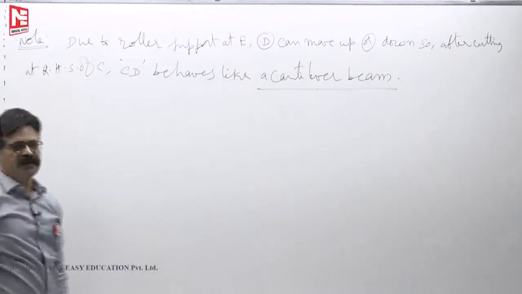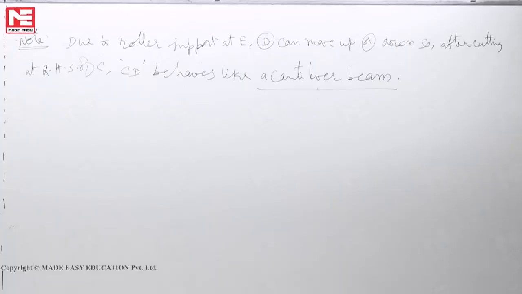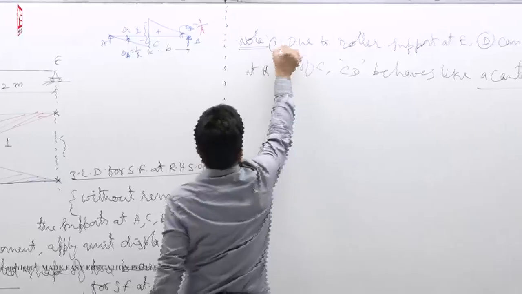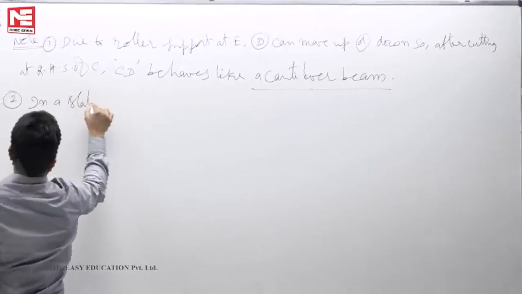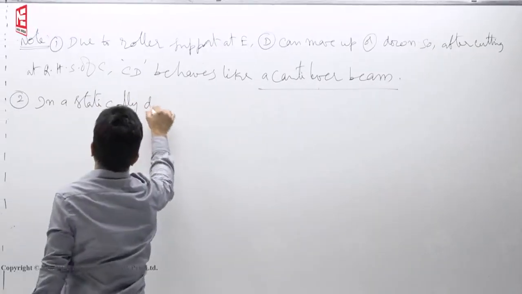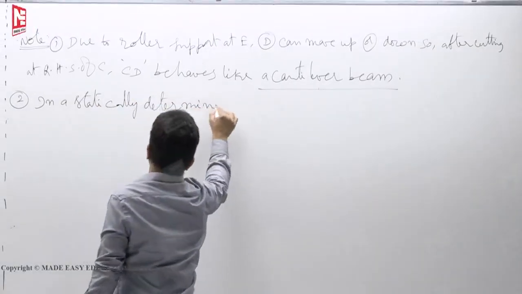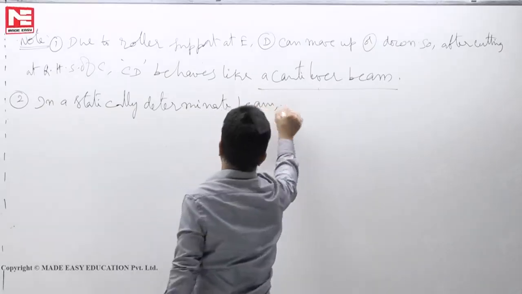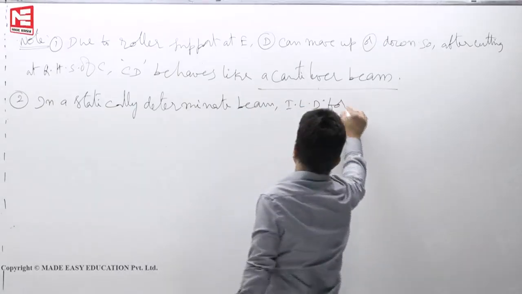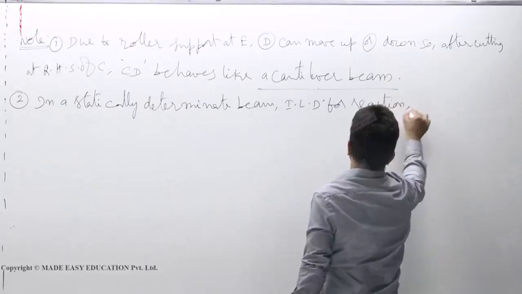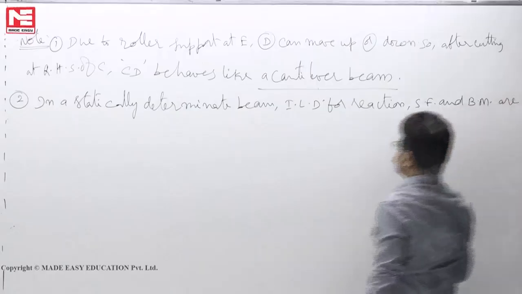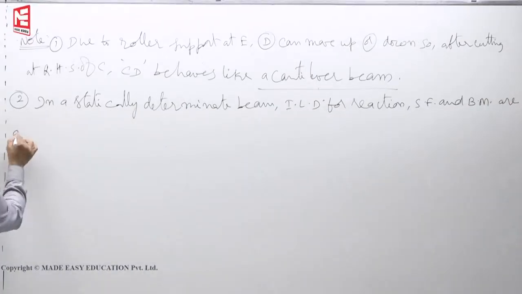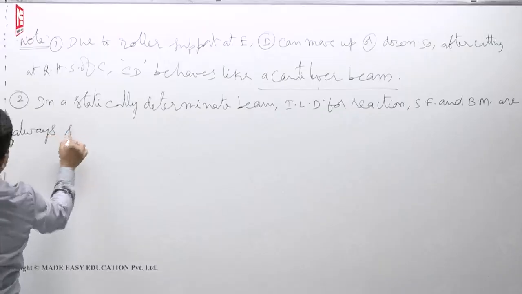That's why the cantilever concept came into the picture. Now, why the curved portions are not possible, that also you can write. Assertion and reasoning type you will get. In a statically determinate beam, influence line diagram for reaction, shear force and bending moment are always straight lines.